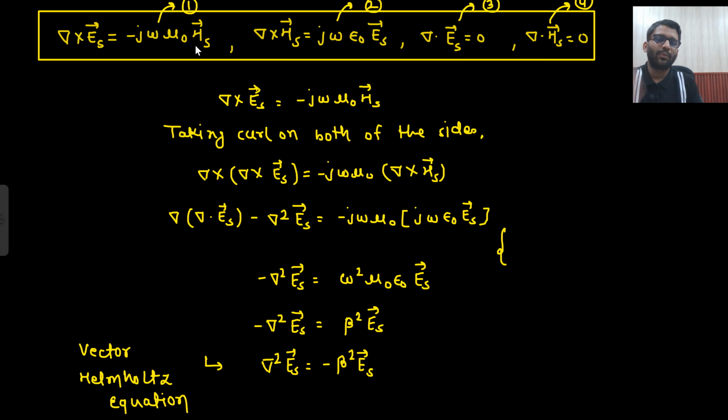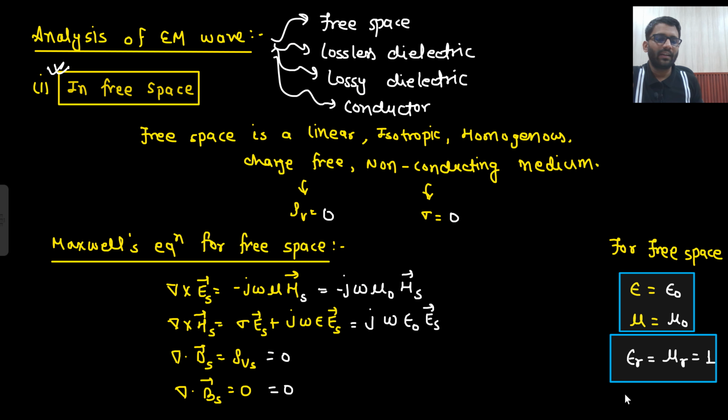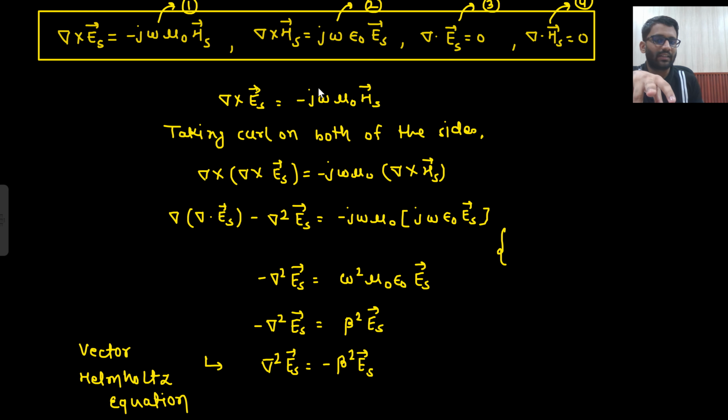So del cross E is equal to minus j omega mu naught Hs. Now I can take curl on both sides. Here, minus j omega mu naught are not functions of space. Why are they not functions of space? Because our medium is linear, isotropic and homogeneous. Also it is charge free and non-conducting. So they are certainly not functions of space. They are homogeneous, so they are not functions of space.